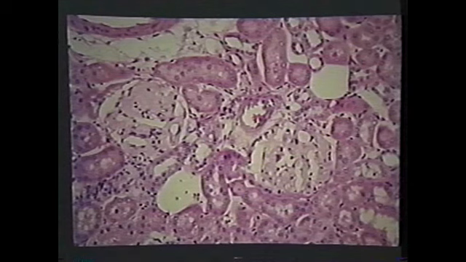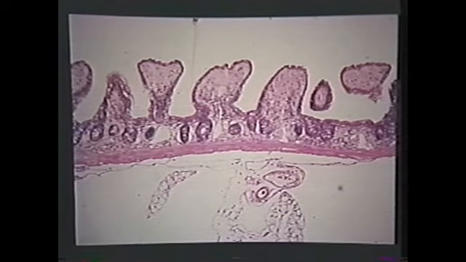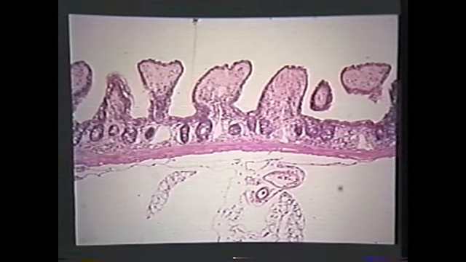Amyloidosis. Amyloidosis is relatively common in certain strains of old mice, and this is an example of glomerular involvement where we have deposition of homogeneous eosinophilic material in the glomerular tufts. Amyloidosis can have a variety of tissue tropisms. In this case, marked deposition of amyloid in the lamina propria of the small intestine. Certainly liver and spleen are other candidates as well in cases of amyloidosis in mice.